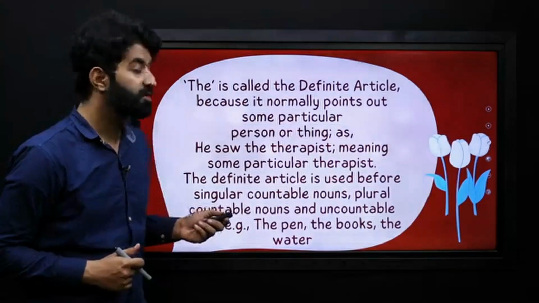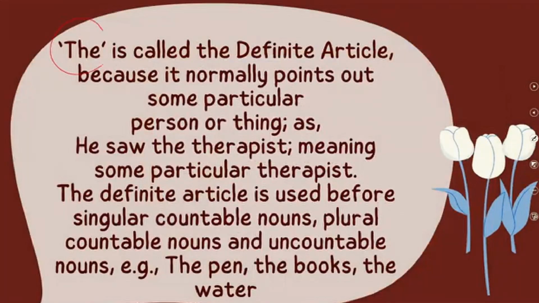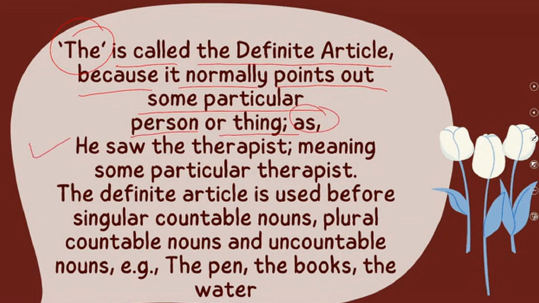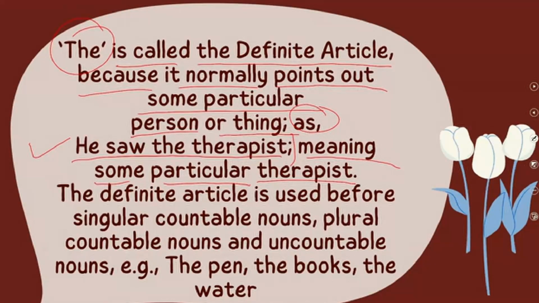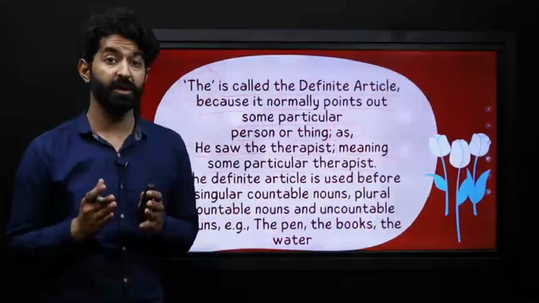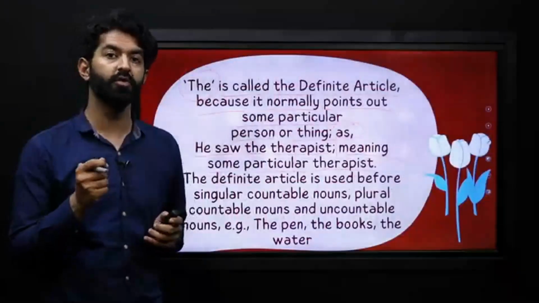Now let's talk about definite articles. So the here is called the definite article because it normally points out some particular person or thing. Let's take for example, he saw the therapist, meaning some particular therapist. When we use the here, we know that we are talking about something in specific, in particular. So when we say that he saw the therapist, maybe he has already frequented that therapist many times, or the therapist has specifically been already mentioned. So that's why we use this definite article.